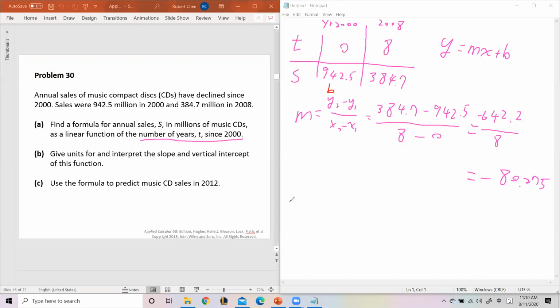So your function will look like S, number of sales, is equal to m, that's negative 80.275, times T, time, number of years after 2000, and then plus b, the y-intercept, which is 942.5. Okay, right? So that's part A. Now part B, let's see.